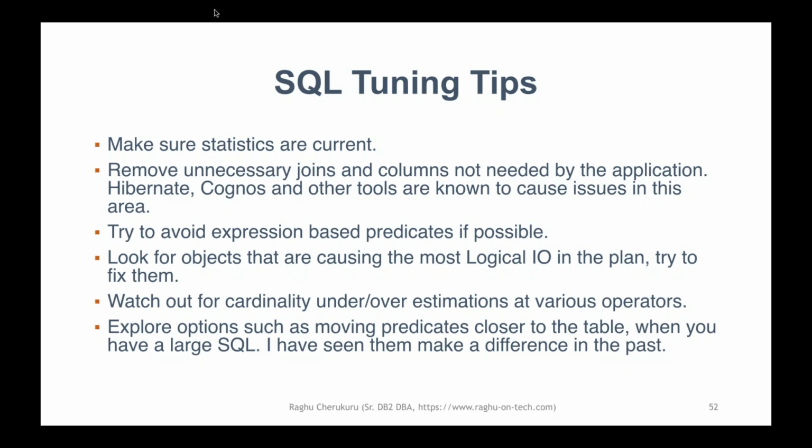Hibernate and Cognos and some of these tools are notorious for causing issues in this area. Try to avoid expression-based predicates if possible. They'll make the optimizer's job a little bit more difficult. Look for objects that are causing a lot of logical I/O in the plan. Try to fix them. Watch out for cardinality, under and overestimations at various operators. You can try to move the predicates closer to a table, and that helped us a lot in the past.